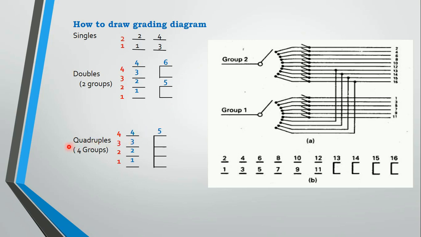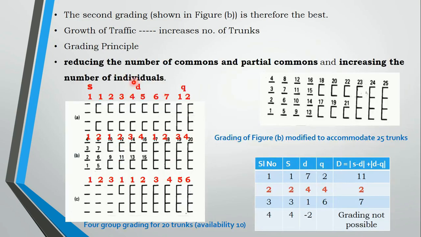Then how to write a quadruple: you write a common connection for all the groups. That means 1, 2, 3, 4. This is how you need to write the grading diagram. Now let us know how to write the grading diagram for the previous example.